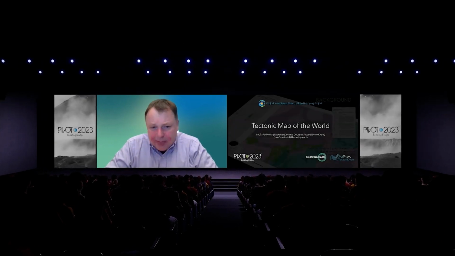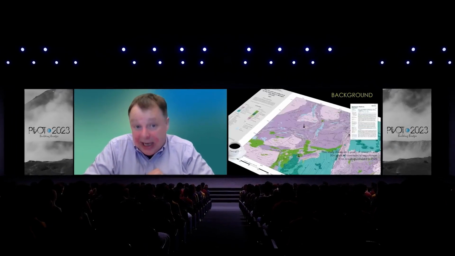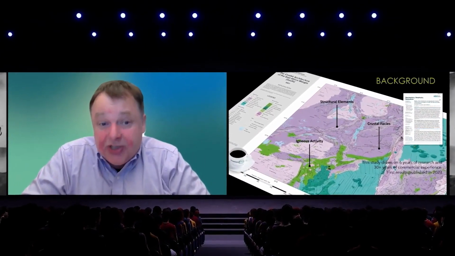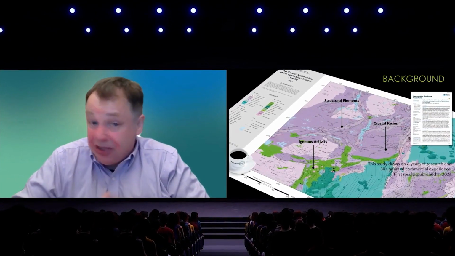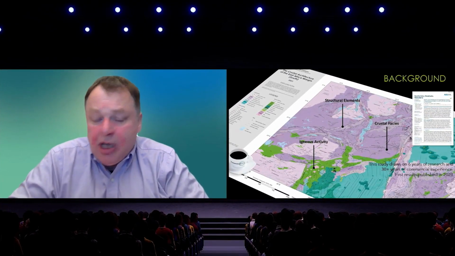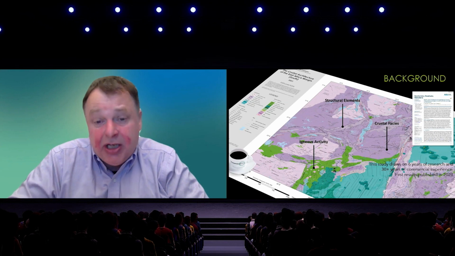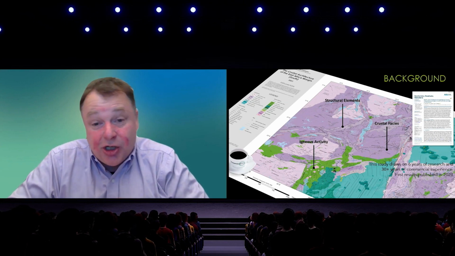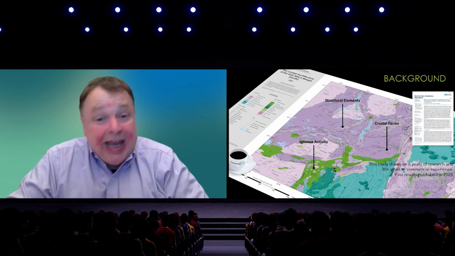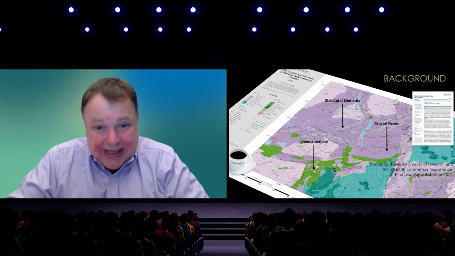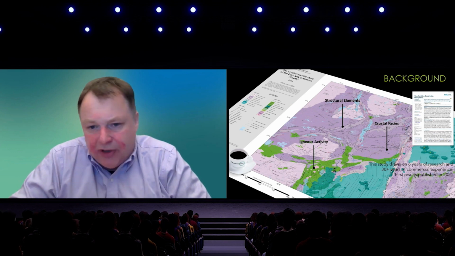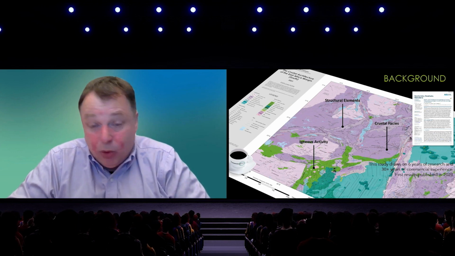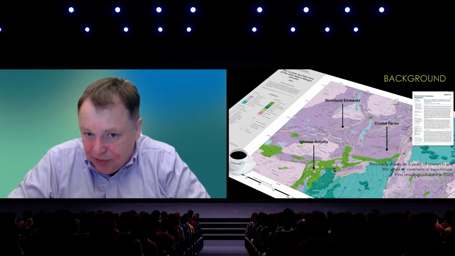Now, this tectonic map comprises three main elements: structural, folds and faults, igneous activity, which is volcanoes and lava flows, but also intrusions, things like granites, and what we're calling the crustal facies, which includes a representation of the crustal thickness and its composition. Now, this draws on over 30 years of building similar databases for hydrocarbon and mineral exploration.